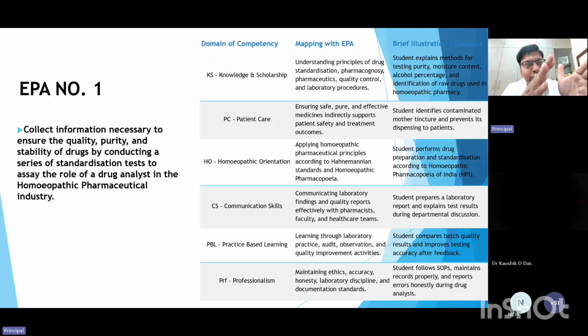So our course objective is this EPA number 1. And to achieve this, different competency domains are required, and how it is mapped with the EPA, along with the example. This slide is just trying to show this.